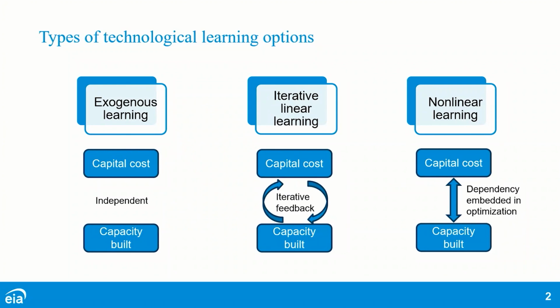The second option is to have iterative linear learning. This allows the model to remain linear optimization, but we still see feedback between the amount of capacity built and capital cost. Next, we have the nonlinear learning option. So here we embed a nonlinear equation in the optimization problem.